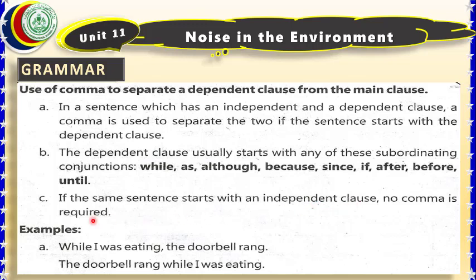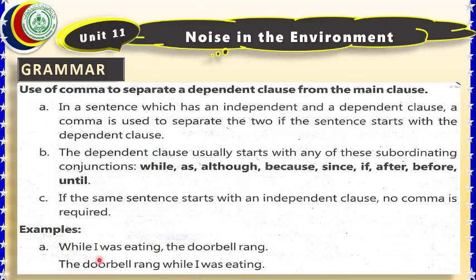Dear students, this is a rule of thumb. If in the beginning there is independent clause, no comma. Dependent clause, comma. I shall repeat. In a sentence of two clauses, one is dependent, one is independent. If independent is in the beginning, you will not write comma in the middle. If dependent is in the beginning, you will write comma.